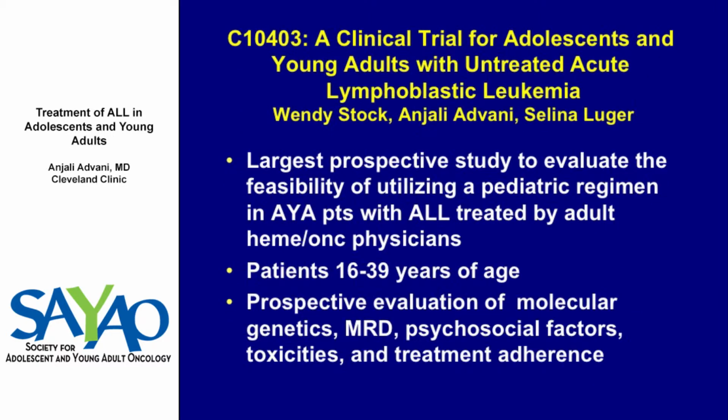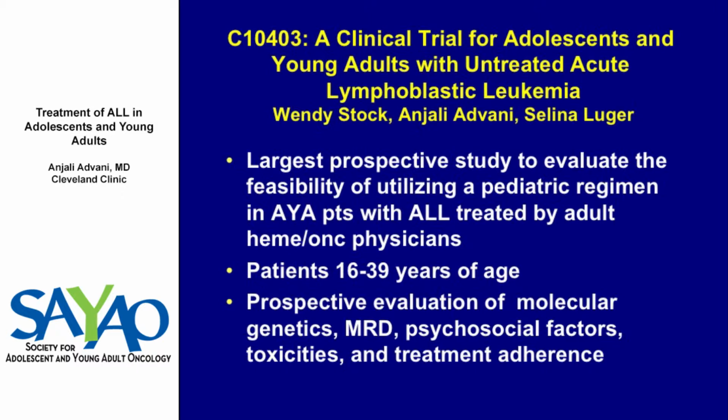These are the key differences in terms of therapy that may account for some of the differences in clinical outcome. And this data is what led to the development of CALGB 10403, which was a clinical trial for adolescents and young adults with untreated ALL. This was a large prospective study to evaluate the feasibility of utilizing a pediatric regimen in adolescents and young adults treated by adult hematologist oncologists, because one of the other questions has been, does the treating physician matter? Does it matter whether these patients are brought by their parents or they come on their own? This study also sought to address some of those other psychosocial factors.